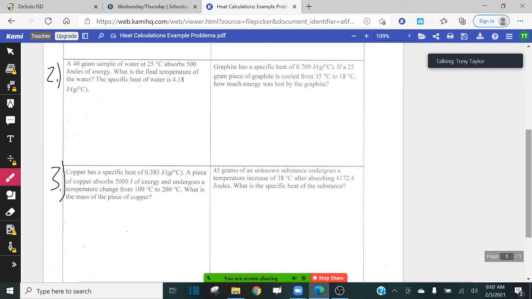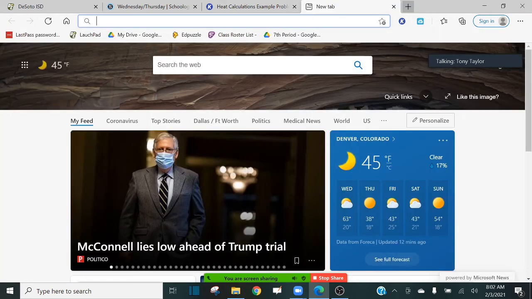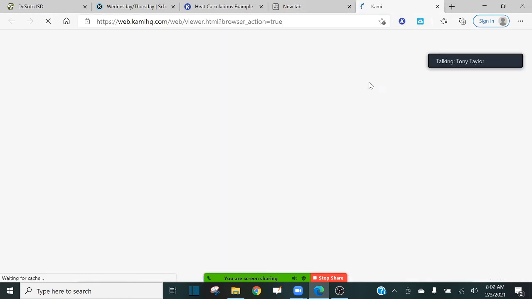Let's look at number 3. Number 3 says copper has a specific heat of 0.385 joules per gram per degree Celsius. A piece of copper absorbs 5,000 joules of energy and undergoes a temperature change from 100 to 200 degrees Celsius. What is the mass of the piece of copper? Okay, so in this equation right here, we're actually solving for mass. So let's do that now.